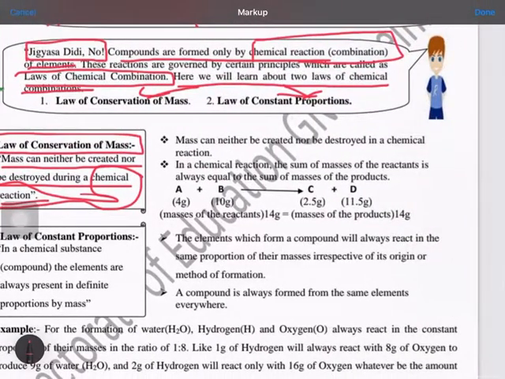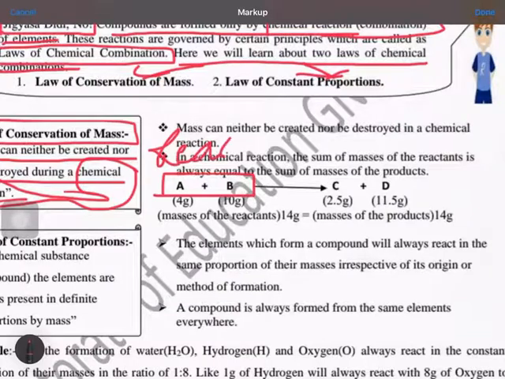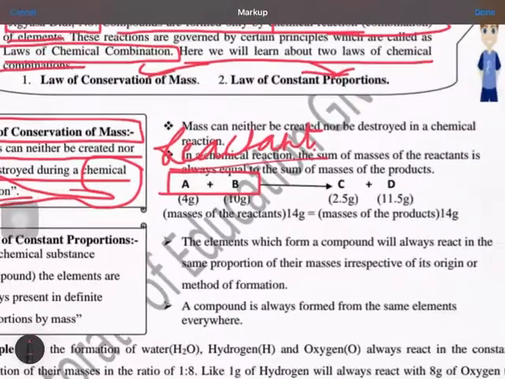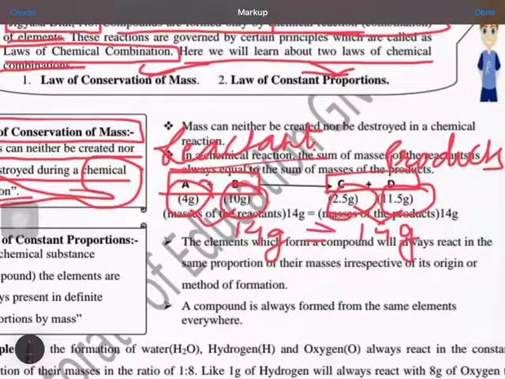So an example has been quoted here. Here we have A and B as reactants, and we can see that the mass of A is 4 grams and the mass of B is 10 grams. In total it is 14. When they react, they form two new products, C and D. These two new products have the masses 2.5 and 11.5, but the total again comes to 14. So here the mass of the reactants is equal to the mass of the products.